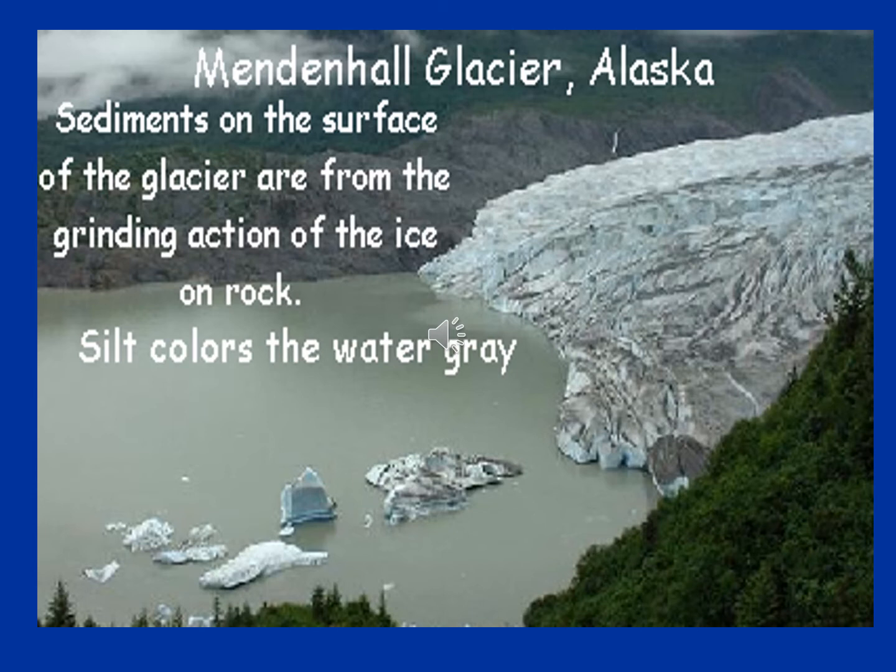The Mendenhall Glacier in Alaska: you're seeing the gray water that's coming out of the melting glacier, and the sediments on the surface of the glacier are from the grinding action of the ice on the rock, producing smaller and smaller particles. This is mostly physical weathering happening here, with some chemical, but first just physical, the rocks breaking by the ice abrasion. The silt is suspended in the water for a while because it's a smaller particle, so it doesn't fall out as quickly, and you get a cloudy grayish water coming out because that's the silt.